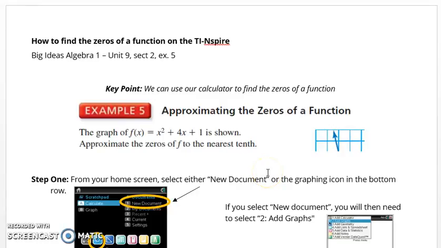Hi, and welcome to a video on how to find the zeros of a function on the TI-Nspire. For the purpose of this video, we are going to be examining example 5 from chapter 9, section 2 of Big Ideas Algebra 1, where we're asked to approximate the zeros to the nearest tenth.